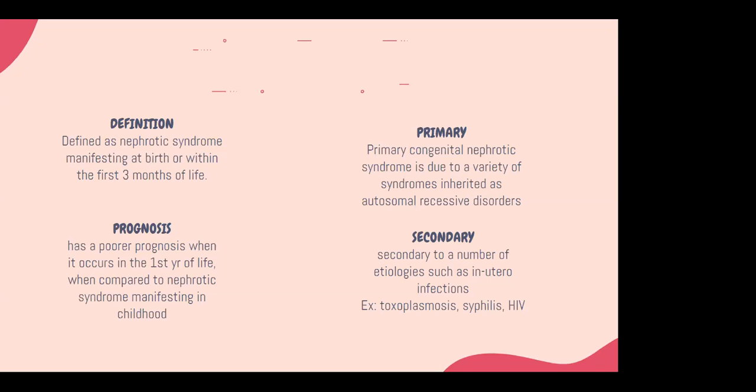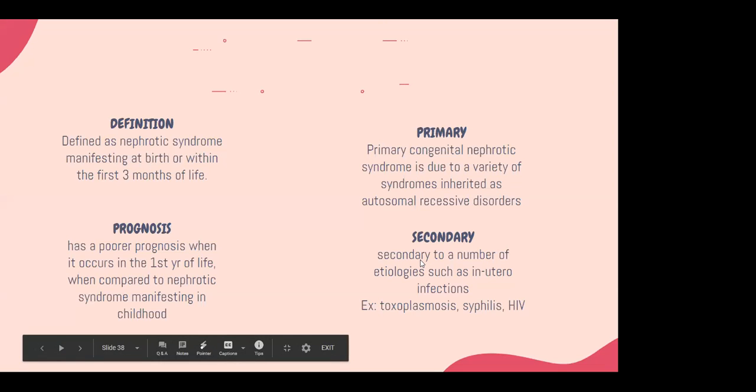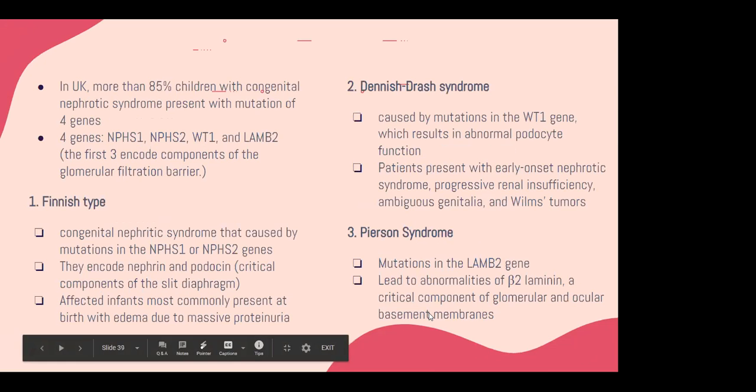It has a poorer prognosis when it occurs in the first year of life compared to nephrotic syndrome manifesting in childhood. It is divided into primary and secondary. The primary congenital nephrotic syndrome is due to a variety of syndromes, inherited as autosomal recessive disorders, like a mutation on a gene. And it is secondary to a number of etiologies, such as in utero infection, for example toxoplasmosis, syphilis, or HIV.